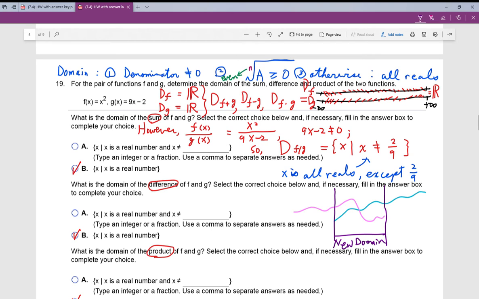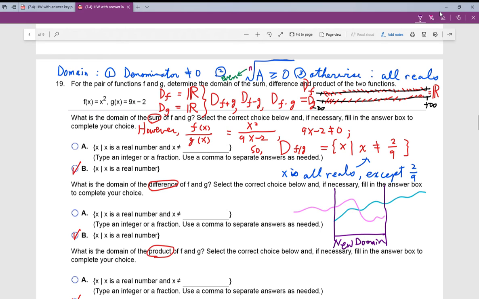If they are all real numbers, then the domain is all real numbers, but sometimes that's not the case. So in number 19, for f, you don't see a denominator, and you don't see a square root or even root. So the domain is all real. Therefore for plus, minus and multiplication, the domain is still all real because they have the same domain. But when you talk about division, then you need to add one more condition. You don't want x to be 2 over 9, which would make the denominator equal to 0.